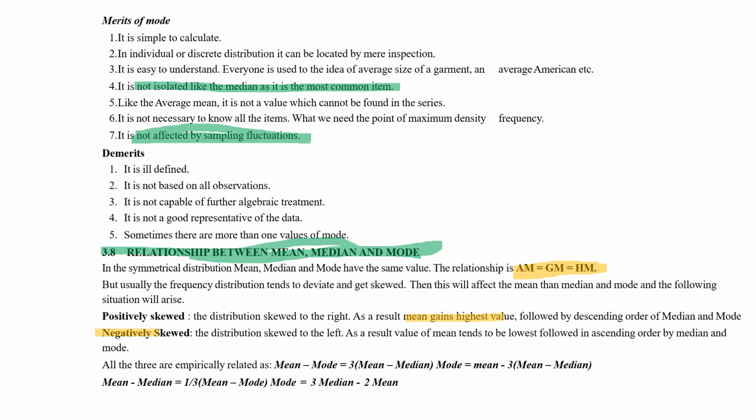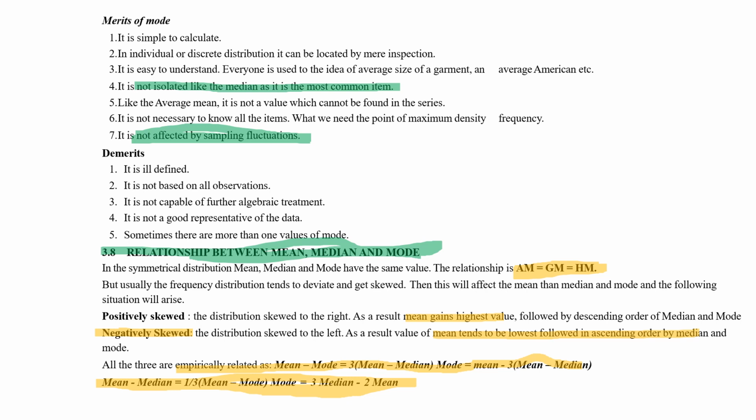In a negatively skewed distribution, the value of the mean tends to be the lowest, followed by the median value. All three are empirically related: mean minus mode is equal to 3 times (mean minus median). Mean minus median is equal to 1 by 3 of (mean minus mode), and mode is equal to 3 median minus 2 mean. Looking at any one of them is enough.